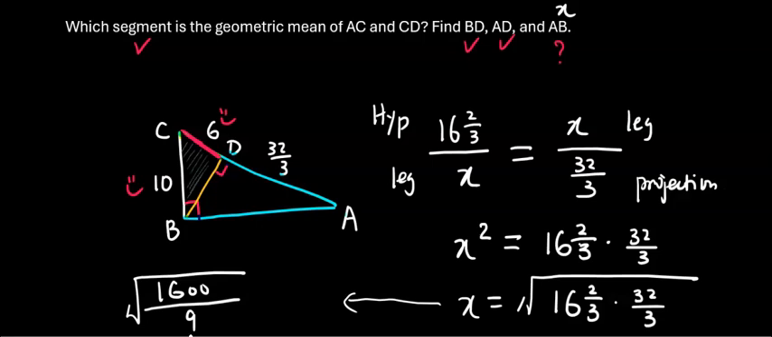All right, so get it out of the radical. And we have 40 over 3. Yes, there you are. We have AB. AB length is 40 over 3. That's it. Thank you for asking this question.